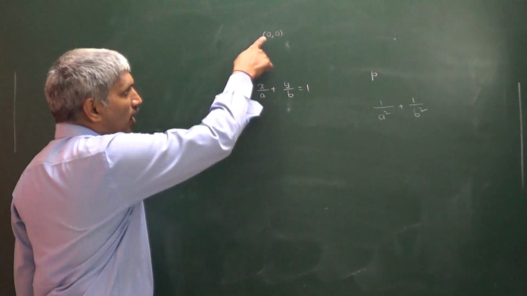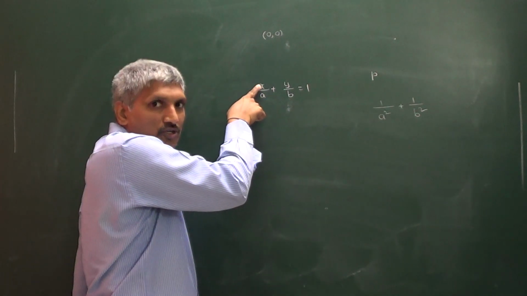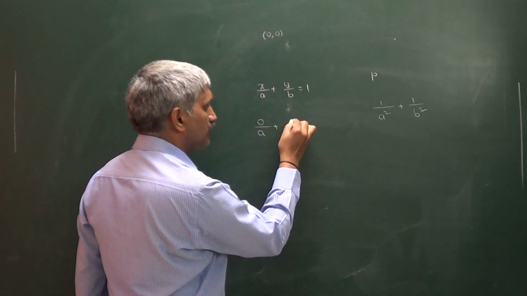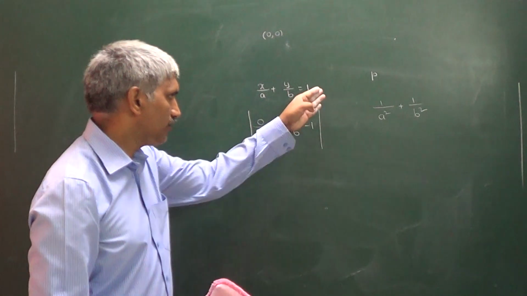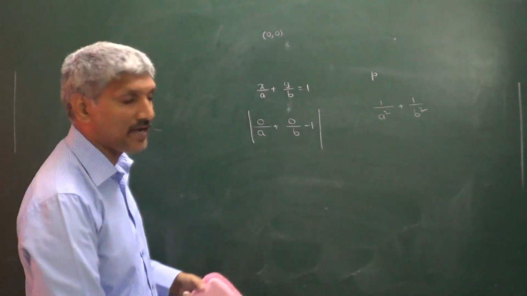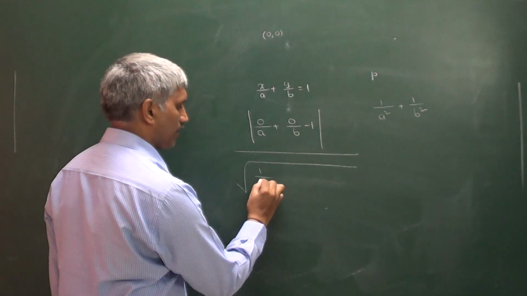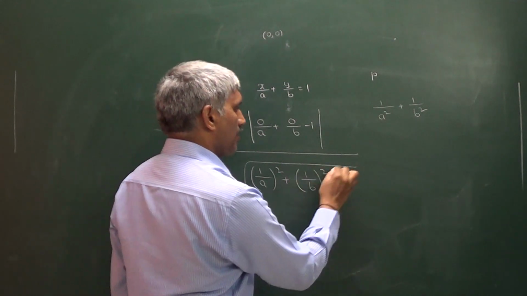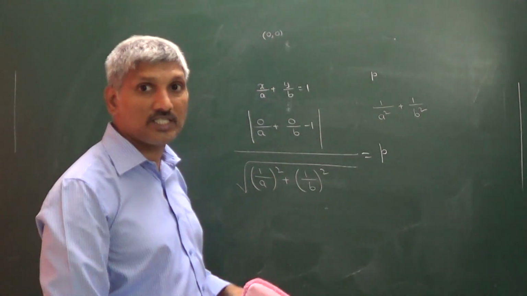Now tell me, from the origin onto this line, the perpendicular distance. What I told: in place of x put 0, in place of y put 0. Then what will you get? 0 by a plus 0 by b minus 1 in modulus, shifted to this side. Divided by square root of, tell me, what is the x coefficient? 1 by a whole square. What is the y coefficient? 1 by b whole square. This must be equal to p, because from the origin to this line the perpendicular distance is given as p.